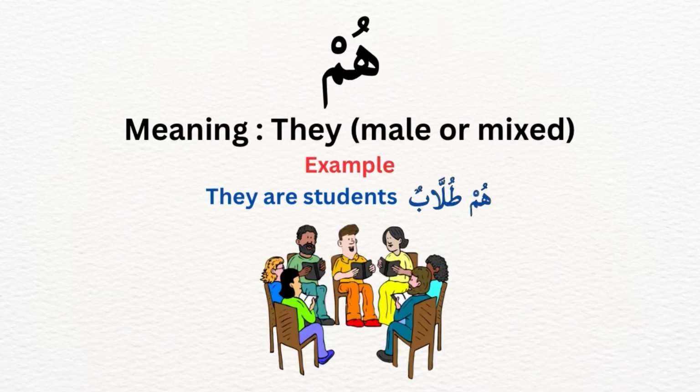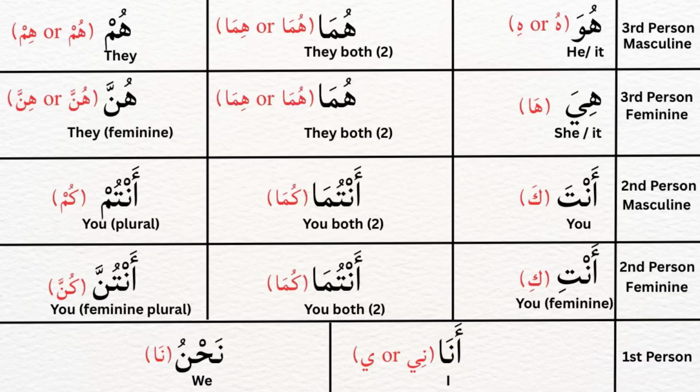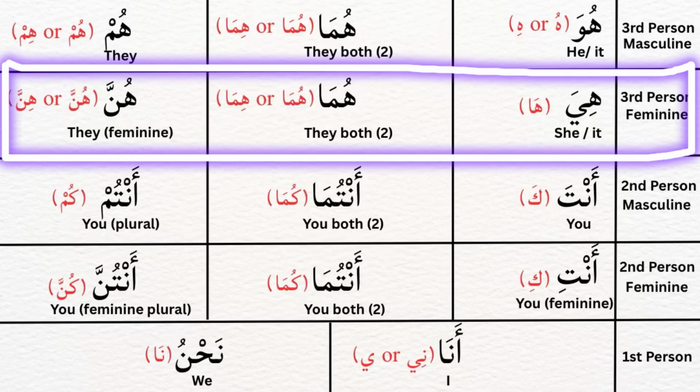Next comes hum. This is used for three or more males or a mixed group, males and females. In English, this means they. Example, they are Muslims: hum Muslimun. Hum Muslimun means they are Muslims. They are students: hum tullabun. Now focus on the next row, which is third person feminine.